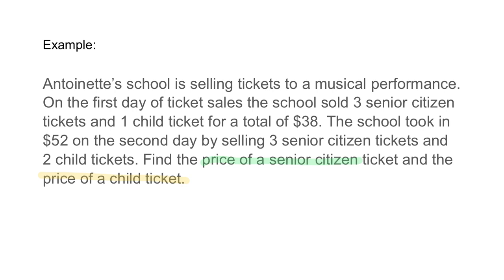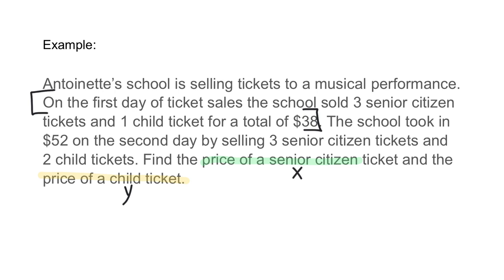This is not a slope-intercept statement. This is going to be a standard form statement because it gives me a total. So it doesn't matter which one I let be X and Y if I don't have a slope in the problem. So the price of a senior ticket we can let be X, and the price of a child ticket we can let be Y. And then we can solve this.